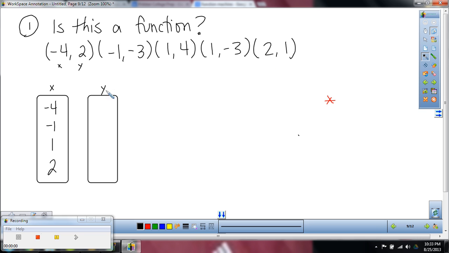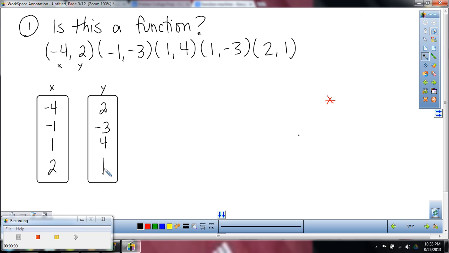Then we have our y's. We have 2, -3, 4, -3, and 1. And again, because we have 2 repeats here, we really just want to write it once. We don't want to repeat any values. It's just going to make things confusing for us. So once we write everything down, we really need to go back and check and see, do I have any repeats? And if you did like I did, just erase and make sure you get rid of it.